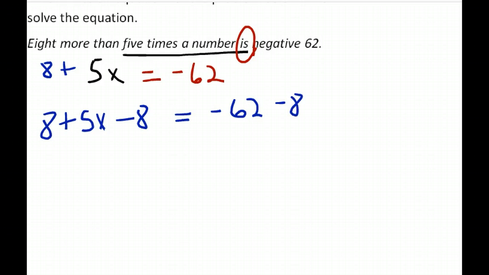All right, got to do the same thing on the other side, right? The new stuff was minus 8, so I have to put the minus 8 on the other side. Now 8 minus 8 is 0, so we're just left with 5x. Negative 62 minus 8 is negative 70.